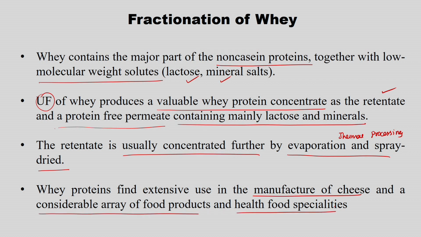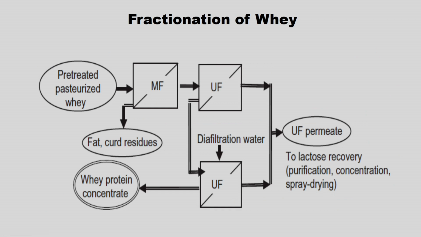Further, these whey proteins are used for manufacturing cheese and a considerable array of food products and health food specialties. The process goes like this: the pre-treated pasteurized whey is fed into a microfiltration membrane, from which we get the fat or curd residues. Then the permeate goes for ultrafiltration, where the main process is done. Then the permeate is collected and the retentate is added with diafiltration water. I probably told you about diafiltration in the last class; it is also used as a separate membrane process.